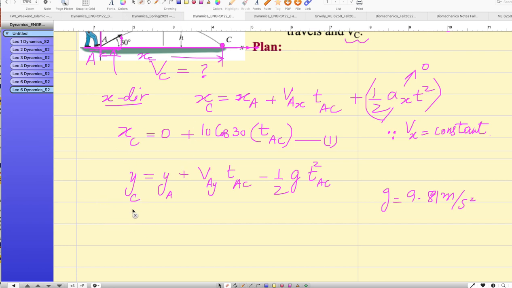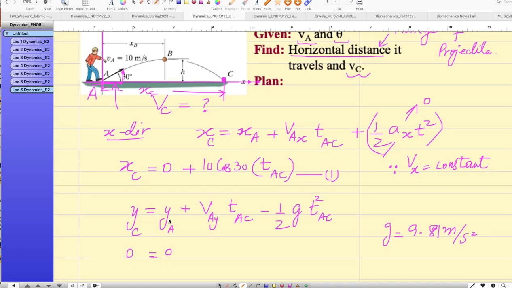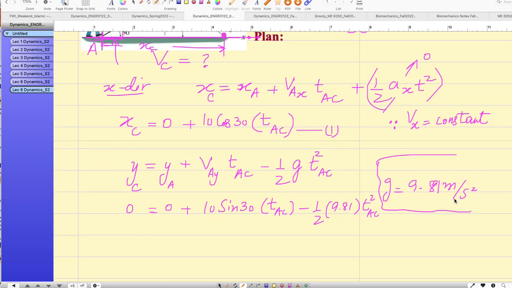Let me rewrite here. And what is YA? 0, because A is our origin. In this situation, A is our origin. And what is VAY? 10 sine 30 times T_AC, negative 1/2 times 9.81 times T_AC squared. Let me draw a line here that is not a part of the question.